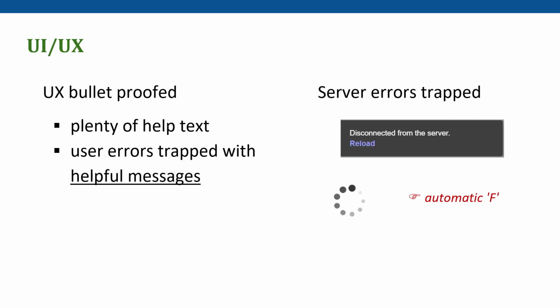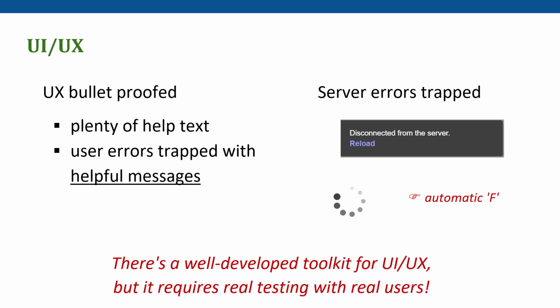It's automatic F. We have to figure out how to fix these things. They're not trivial to fix either. There's a lot of things that can go wrong building these things. So all of this is pretty well established and well developed, but it does require actual testing with actual users. And sometimes we need to build that into our work plans.